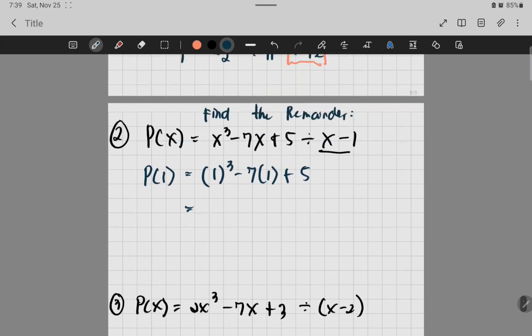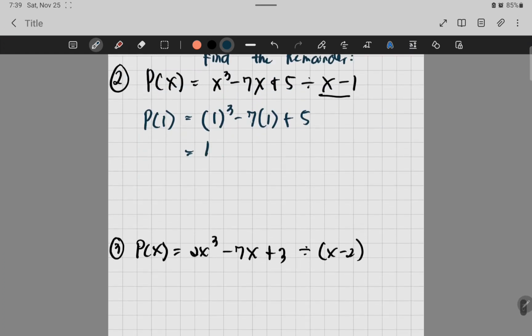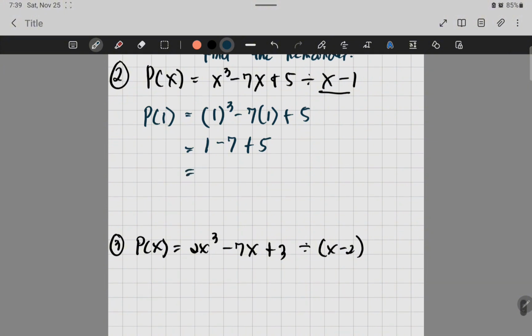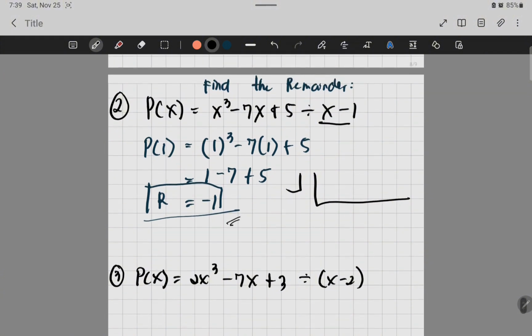1 raised to 3 is 1, minus 7 times 1, which is 7, plus 5. 1 minus 7 is negative 6, plus 5, that is negative 1. Therefore, our P of 1 is equal to negative 1 and that is also our remainder. Again, we can check our answer by using synthetic division just to verify if it is correct or not.